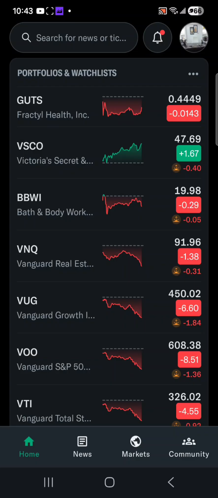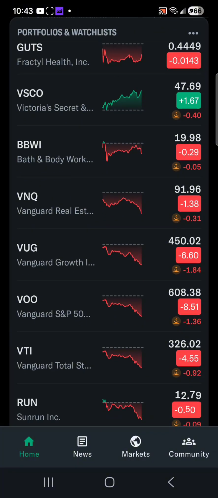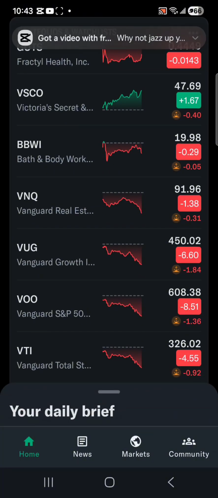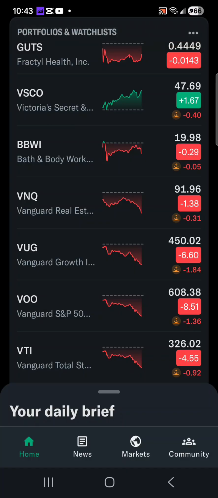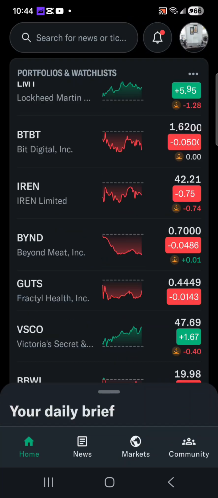Why I think that SanDisk, even though the price is above $700, is still very cheap compared to the industry. The industry has to do with NVIDIA, AMD, Micron Technologies. All these are within the AI data center. They need the structures, which is the storage aspect of the data centers.